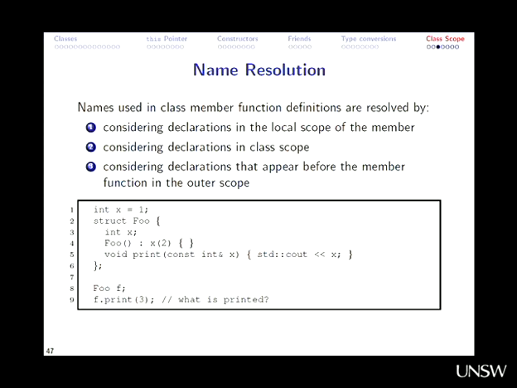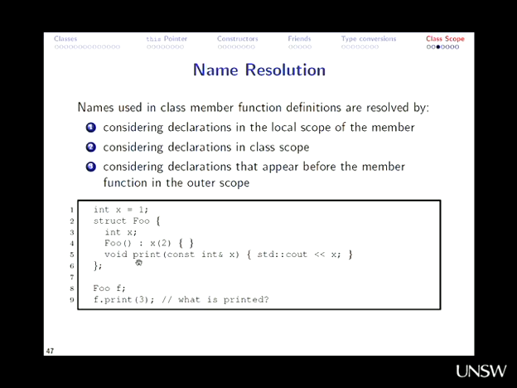So this one hopefully should be easy, but here's a quiz for you. We have int x equals 1. We have a struct or class foo that has a member int x. We then have a constructor of a foo that makes the value of x inside foo be equal to 2. So we've got an x which is equal to 1, and we've now got an x that's equal to 2.